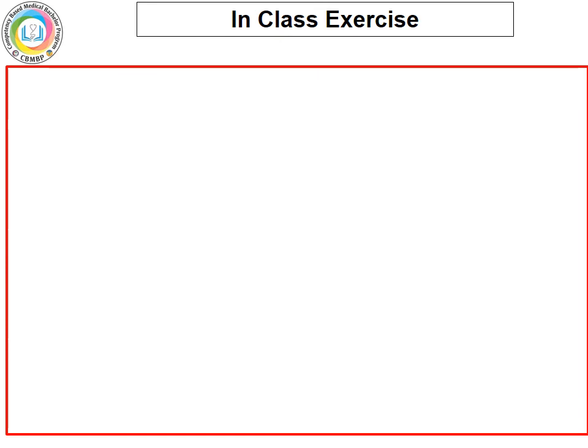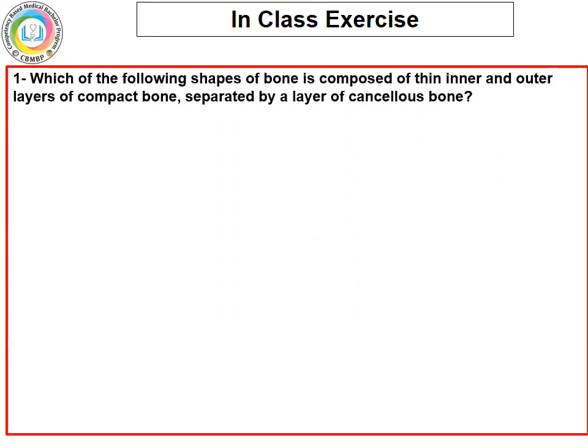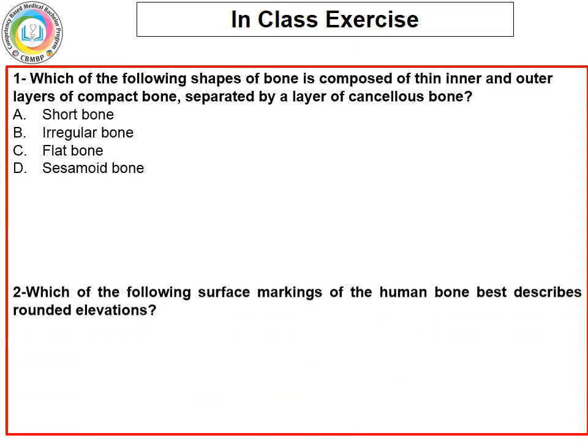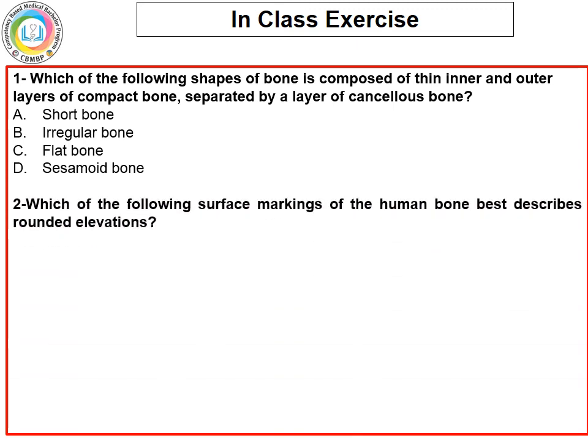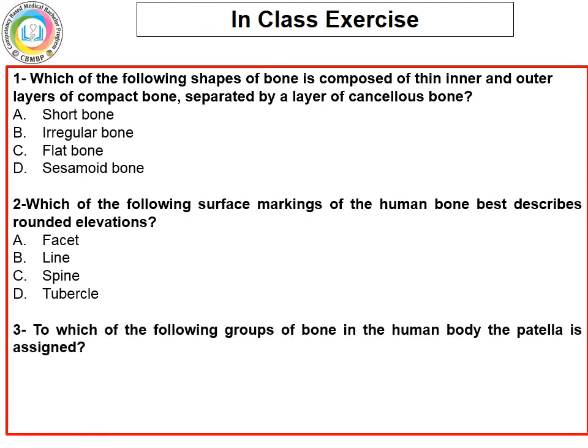Now let us see this in a class exercise. Which of the following shapes of bone is composed of thin inner and outer layers of compact bone separated by a layer of cancellous bone? The short bone, the irregular bone, the flat bone, or the sesamoid bone. Which of the following surface markings of human bone best describes a rounded elevation? Facet, line, spine, tubercle. To which of the following groups of bone in the human body is the patella assigned? Flat, irregular, sesamoid, or short?